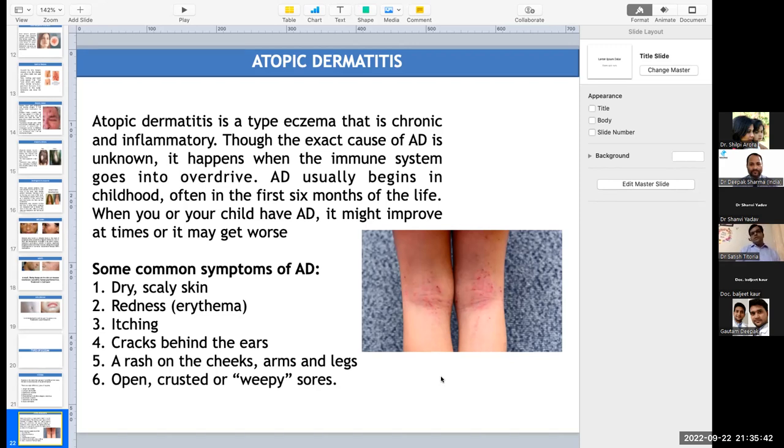When you or your child have atopic dermatitis, it might improve at times or it may get worse. Some common symptoms of atopic dermatitis are dry and scaly skin, redness, itchy, cracks behind the ears or behind the knee, meaning it mainly involves the flexor aspect of the body. A rash on the cheek, arms and leg, open crust or pus sores.